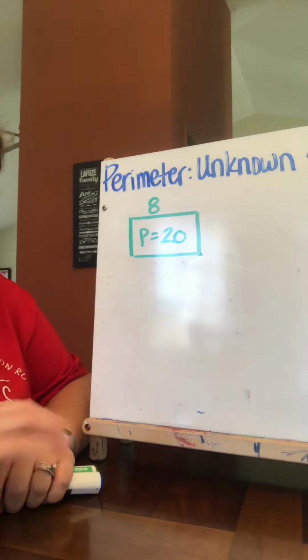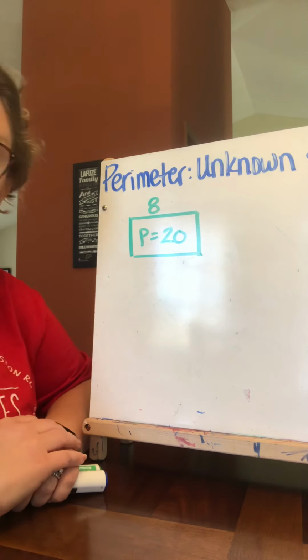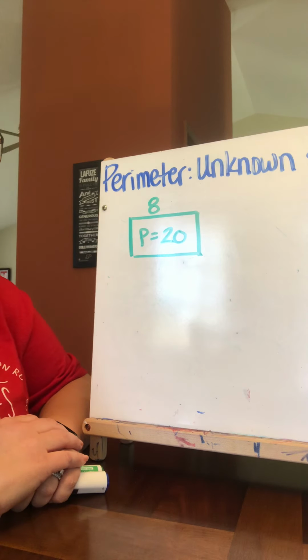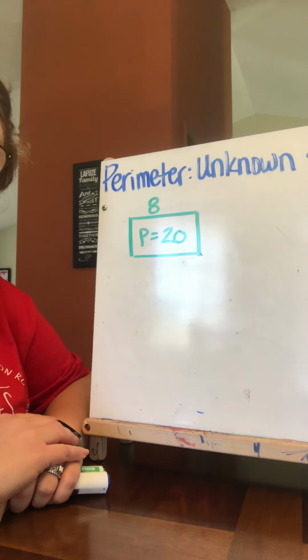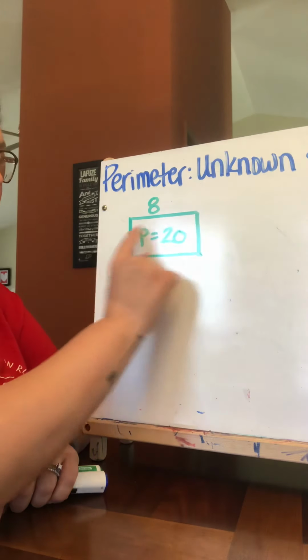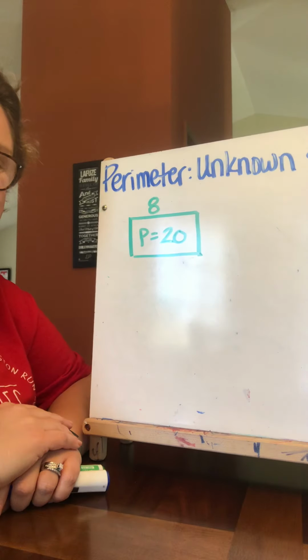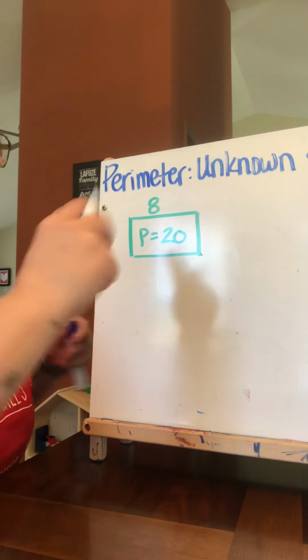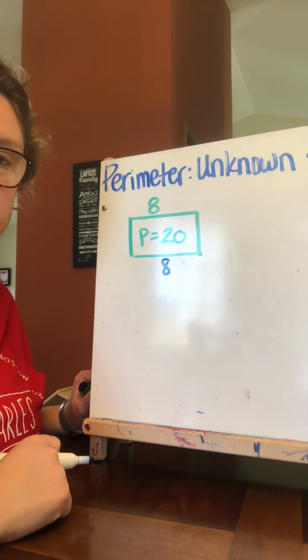For our first example, we're going to start with a rectangle. I know that rectangles have four sides. I know that rectangles have opposite sides that are the same length, or that are congruent. So I'm going to take a look at this rectangle and think about what I know to help me find the length of my right and left sides. Well, I know that the top side is 8. So the bottom side also has to be 8, because remember we said opposite sides were equal.